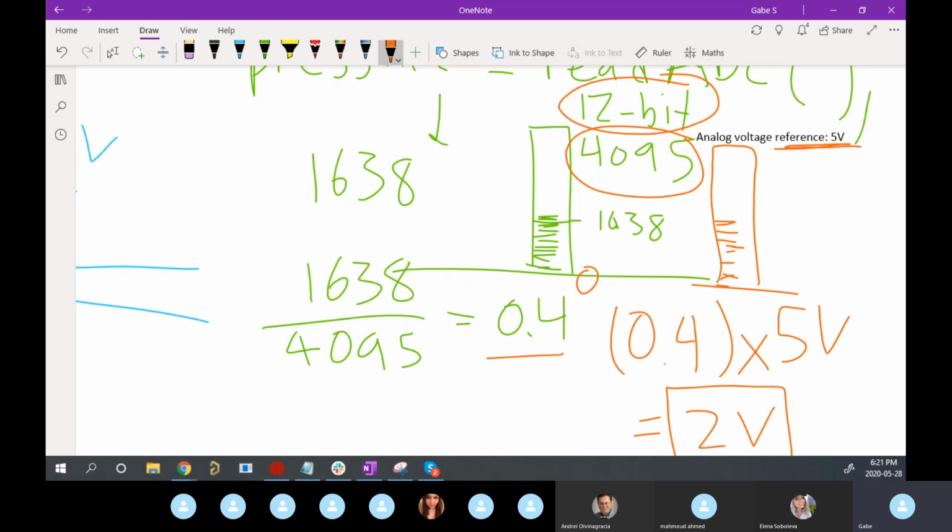And that also allows you to reverse engineer exactly what the ADC was measuring once you just read a digital value from there. So it's super useful. And we often combine this into just one line of code, right?